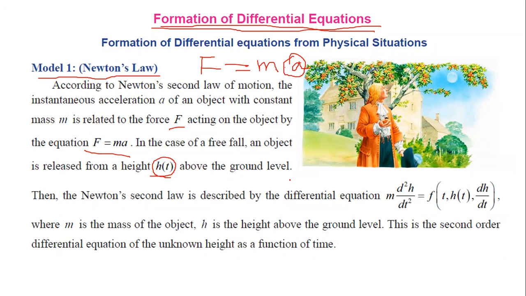above the ground level, then Newton's second law is described by the differential equation. So here, how can we write the force? F of, so what does the force contain? There are three things the force contains. One is time, one more is h of t. h of t means height. Then the rate of change of height with respect to time t.